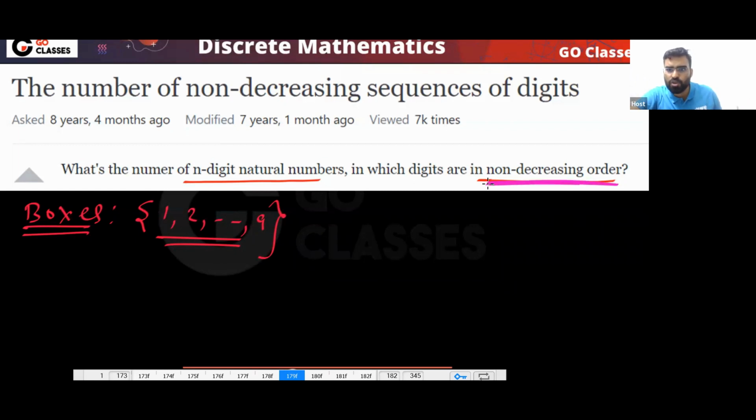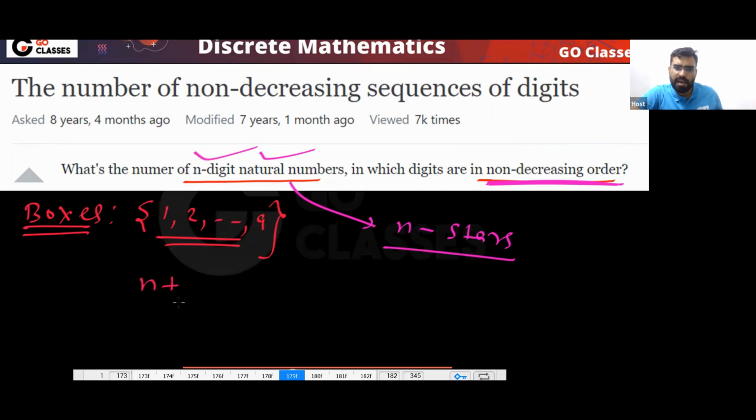And because of non-decreasing order, you cannot have 0. Agree? You cannot start with 0 because you want n digit natural number. And because you have non-decreasing order, you cannot use 0 again. So these are your boxes, 1 to 9, and these are the stars. So you have total n stars, we want n digit. So the answer will be n plus 8 c 8, because you have 8 bars.